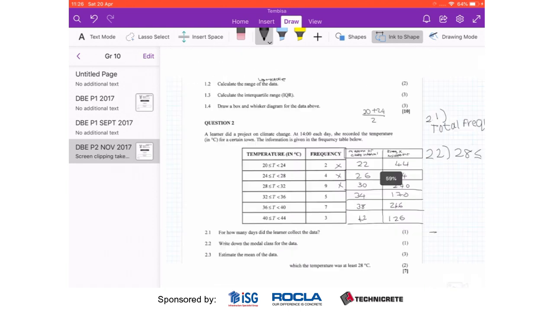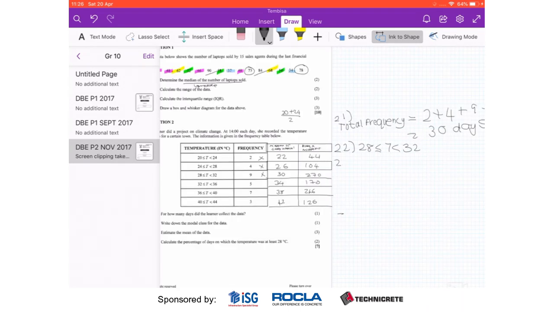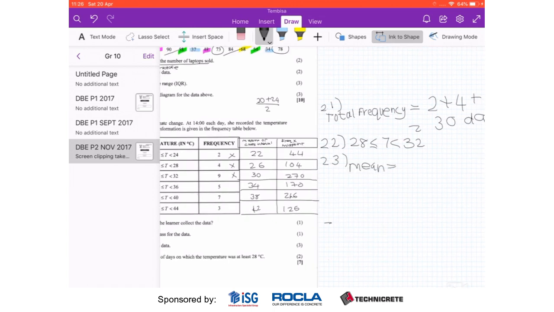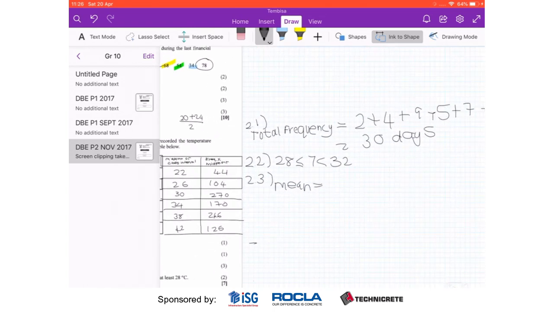So now to find my mean, it's going to be all of those values added up divided by my total number, which was 30 days. Okay, so it's 44 plus 104 plus 270 plus 170 plus 266 plus 126 all over 30. That's meant to be a 30. So we're going to put that into our calculator.